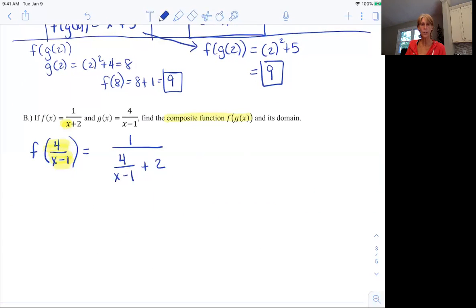So 1 over 4 over x minus 1 plus 2. Now we have to simplify this guy. And this is why we did that algebra in the beginning of the year, because now you would see that this is a complex fraction. So we're going to go ahead and multiply each term by x minus 1.